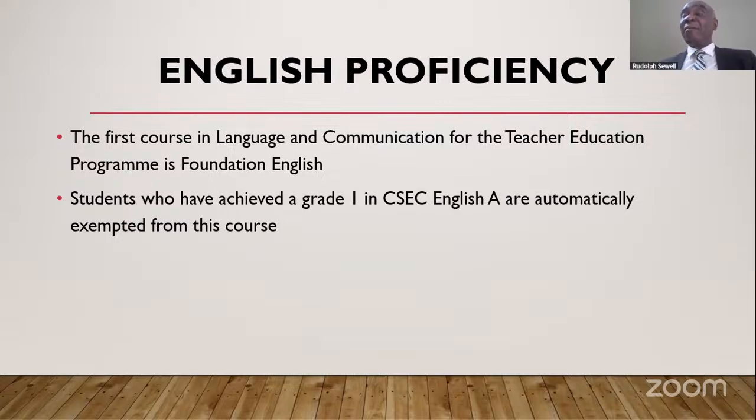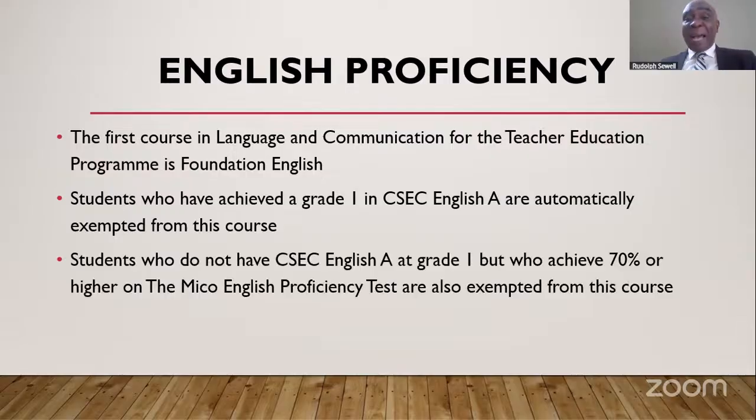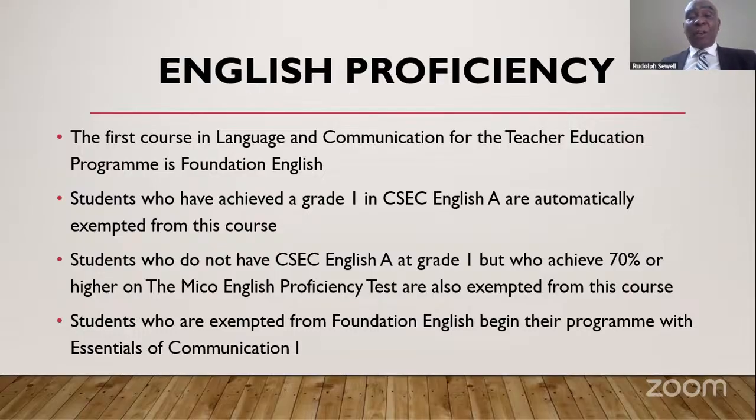Let's say you had a bad day when you did the exam. The institution has created a proficiency test. And once you score 70% or higher, then you're also exempted from Foundation English. Those who are exempted will do a course called Essentials of Communication. That is what we're talking about.